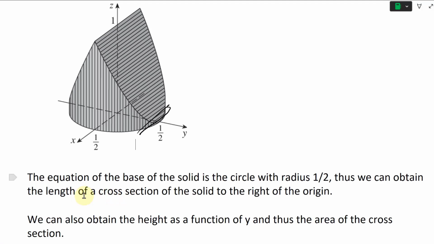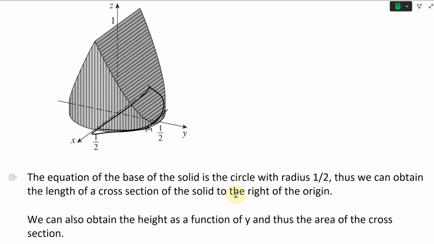Yeah, so we can find out the length of it. Then take an infinitely small section here. We can determine the length using just the equation of a circle, and so we can obtain the length of the cross section of the solid to the right of the origin. So we'll look at to the right of it. We'll look at this semicircle segment over there.